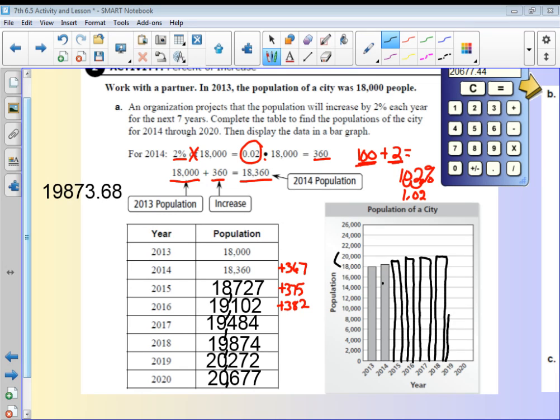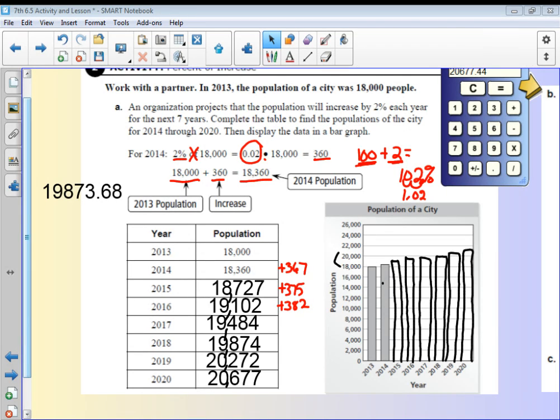And then 20,272, and then 20,677, a little above that. So it should look something like that. It doesn't have to be perfect. Like I said, it's guesstimating, and you're just seeing a slight increase between each of those bars. So in part B, you're going to do the same concept, it's just that you're using a different percentage.